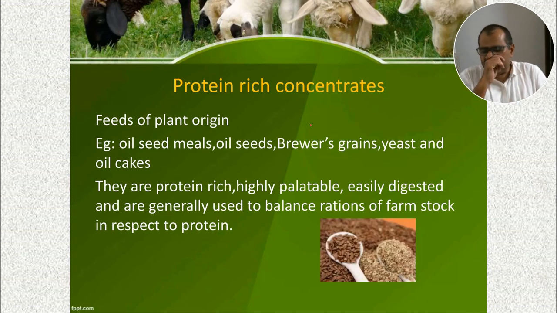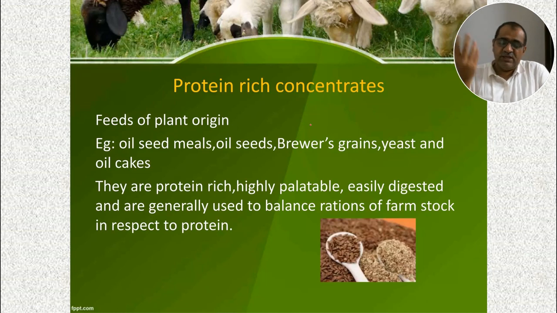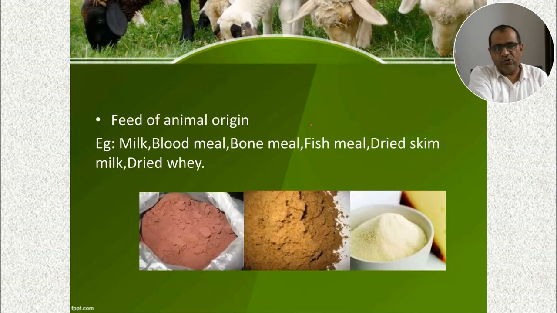Then sometimes the yeast and different types of oil cakes are also used as protein-rich concentrates. They are protein rich and highly palatable to the cattle. The cattle very much like the taste of these cakes, which are easily digested and generally used to balance rations of farm stock in respect of protein. Be it cattle husbandry, sheep or goat husbandry, the oil cakes or cakes of any type of grains make a very rich concentrate source of proteins.